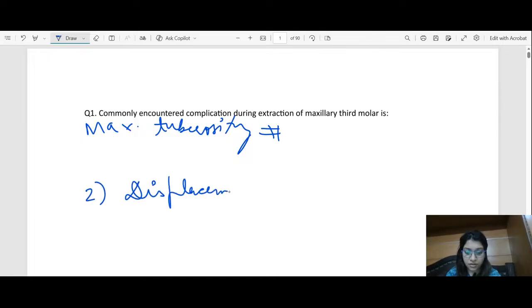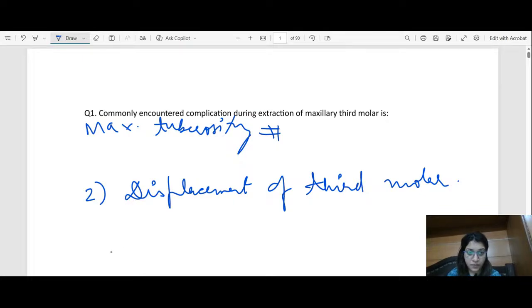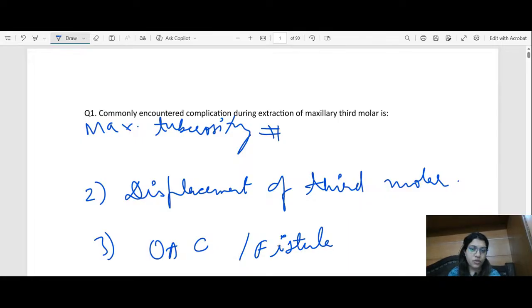displacement of the third molar. Displacement of the third molar into the maxillary sinus can occur due to excessive apical force or incorrect surgical technique. And thirdly, there can be oroantral communication or fistula. It occurs usually during the extraction of the first molar followed by the second molar. So this is more common during the extraction of the first molar followed by the second molar. Okay.